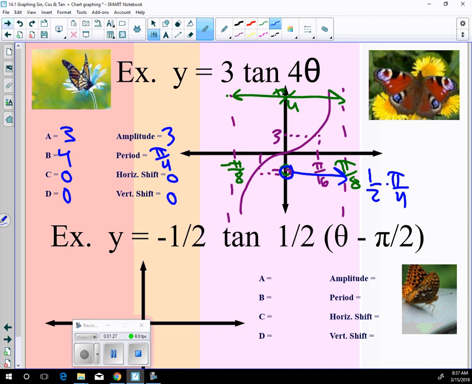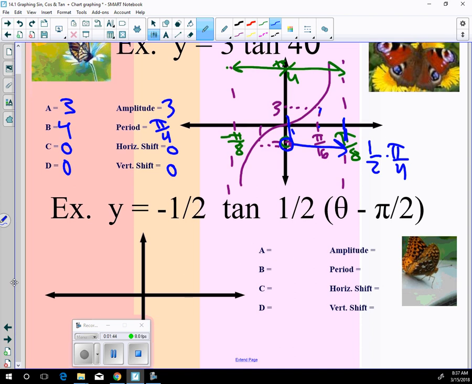Amplitude is fake for a tangent. You go halfway between 0 and the force field, or 0 and the asymptote. And if you go in the middle, here it's pi over 16, go up and over. That's kind of where that 3 comes in. It's not really an amplitude, but it's how we're going to graph it.